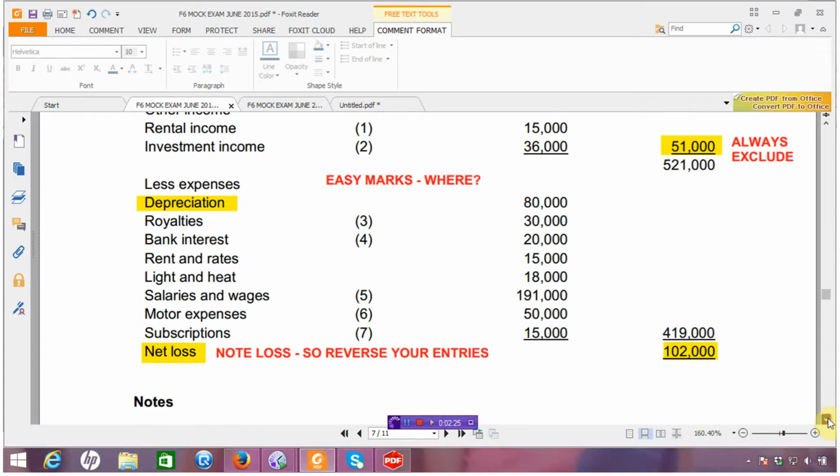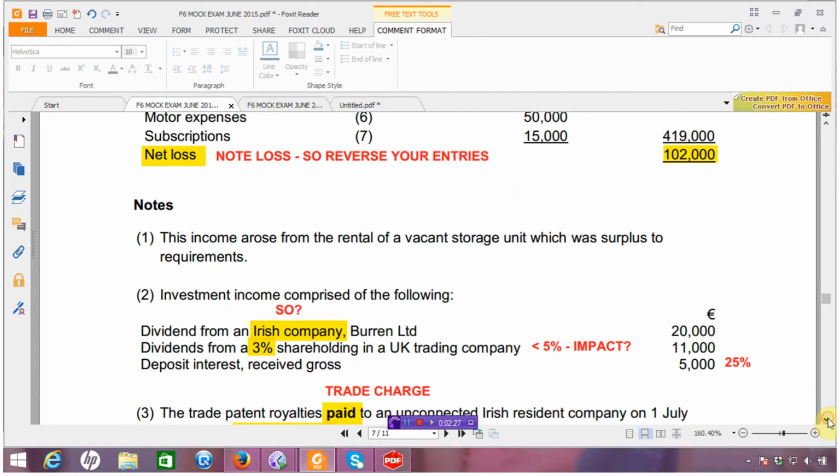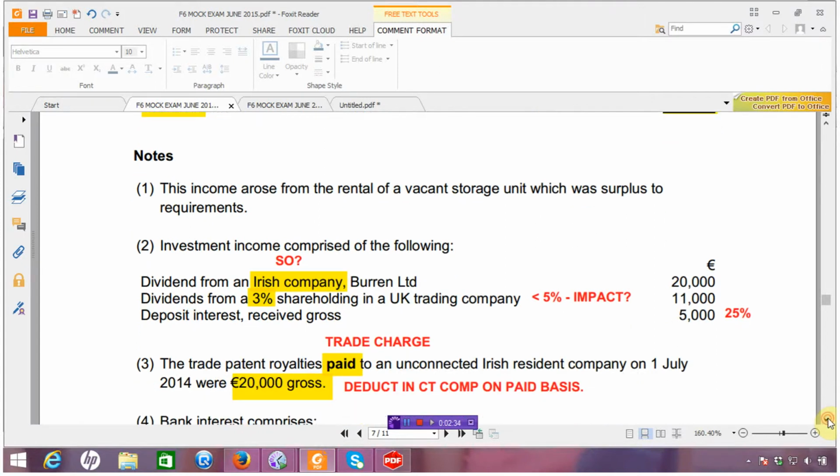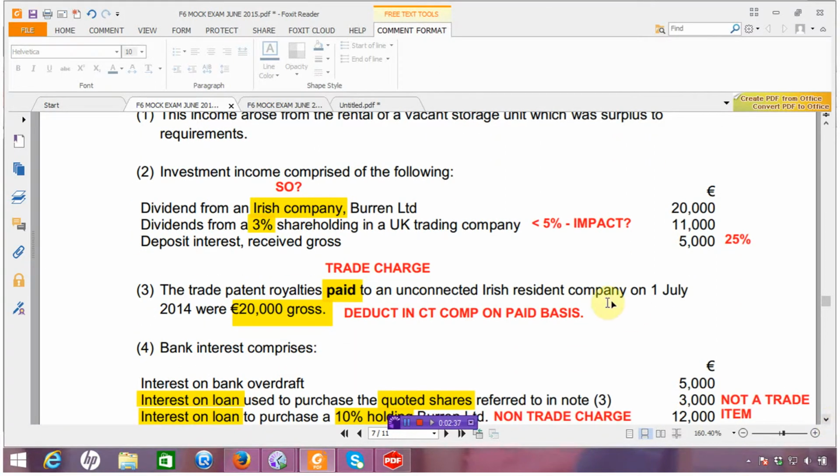Okay. So if we take it that the net loss is a starting point, and we'll come to the answer, we'll see that they've started there, of course. In terms of the notes that are of relevance here, note 2 is one that you would expect to see. In other words, dividends being received by the company. The first one here is from an Irish company, and there's some easy marks there. We'll see within the answer that that's pretty easily dealt with. So we've got a dividend coming from an Irish company to an Irish company of 20k. I want to just figure out what we do with that.